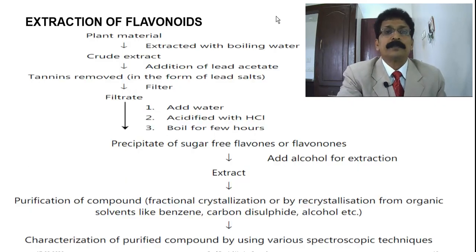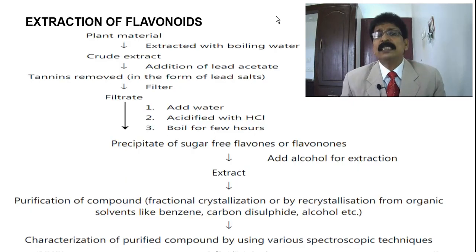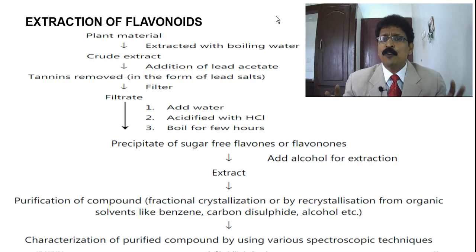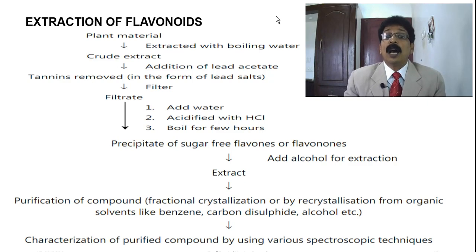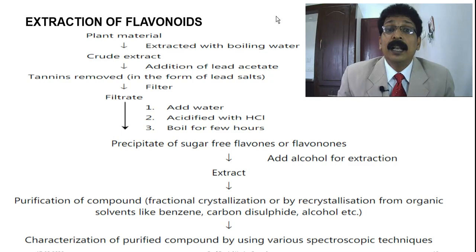And how to extract them from the plant? It's a general extraction method. There may be variation according to the monograph. For individual plants, it will vary according to the researcher and according to the monograph given in the BP, IP and USP, whichever pharmacopoeia we are following. And you see that plant materials are taken, extracted with boiling water, a crude extract is obtained, and then you add lead acetate.